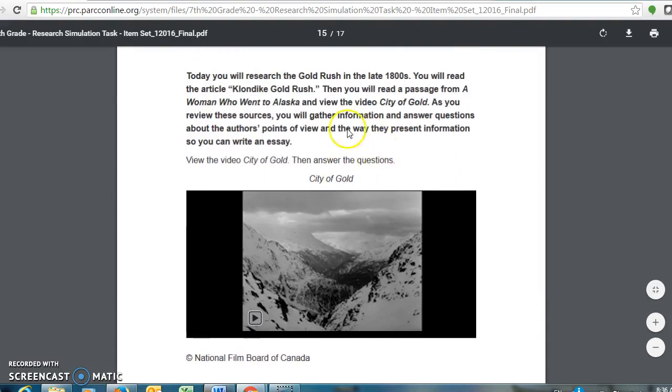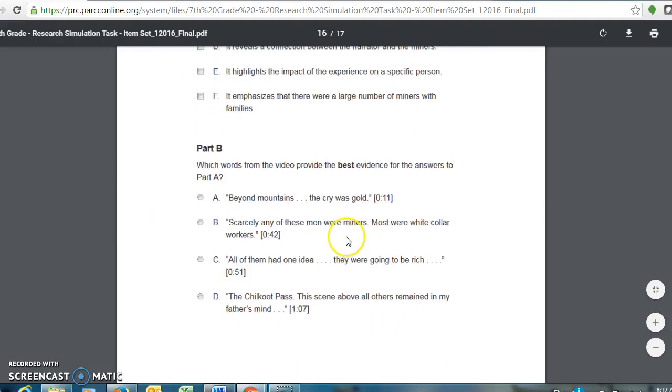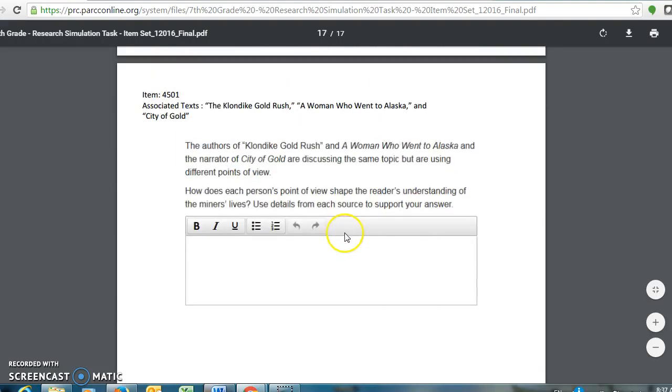And now you had a video, City of Gold. So you're going to watch that video. You remember this is a document, so I can't play it, but you remember you played the video. You will have headphones. You'll be able to hear it. And you can play it as often as you need so that you can remember it. And again, you're looking for the author's point of view and the way that author presents information. So the author is the narrator of that video. And then you're answering your Part A, Part B questions, and then you get to your essay.